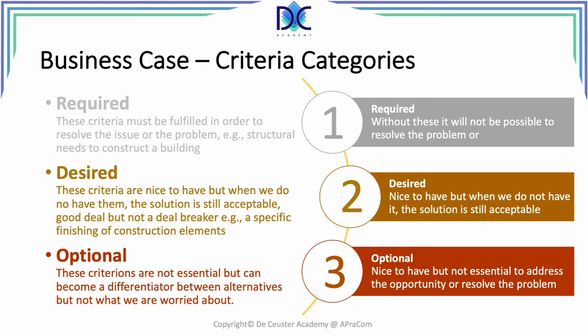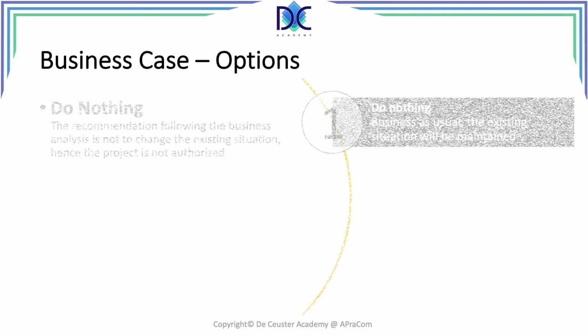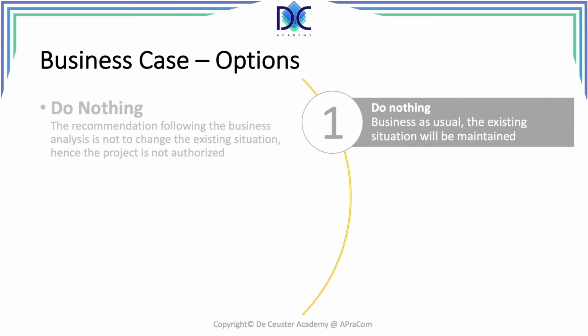We also have to look at different options that we can do. We can say, do nothing. This means we keep the business as usual. We do not change the existing situation, and basically the project will not be authorized. Do nothing, we've seen that in the decision making. We had different elements when we said, okay, we have an investment, we do nothing, where we really are doing nothing. So basically we're not investing. And the second thing we had was we keep the existing situation.